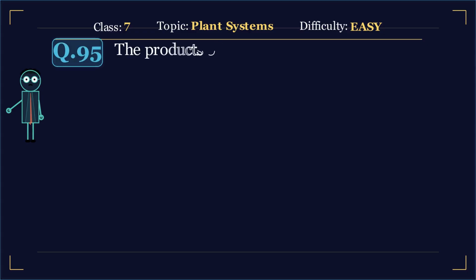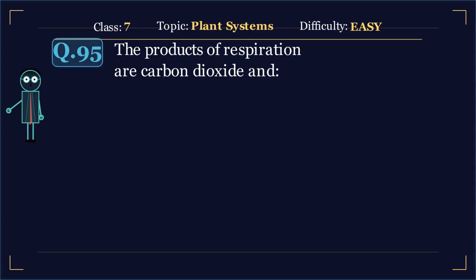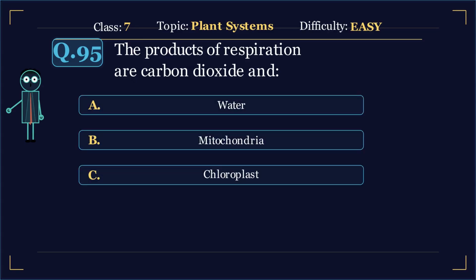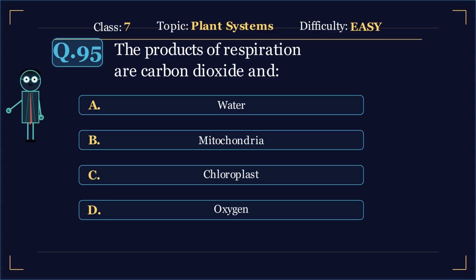Question 95. The products of respiration are carbon dioxide and: Option A, water. Option B, mitochondria. Option C, chloroplast. Option D, oxygen. The correct answer is option A.